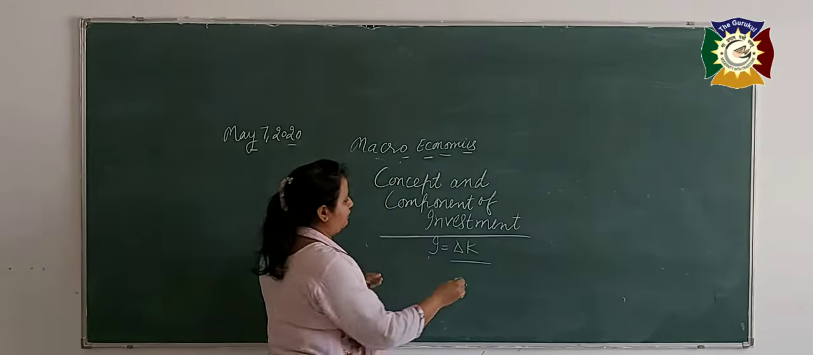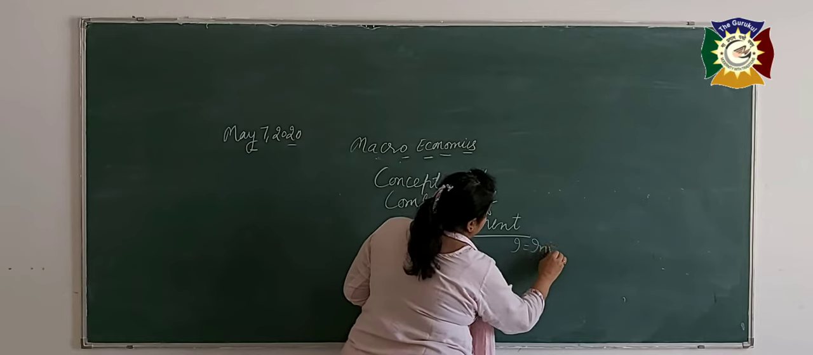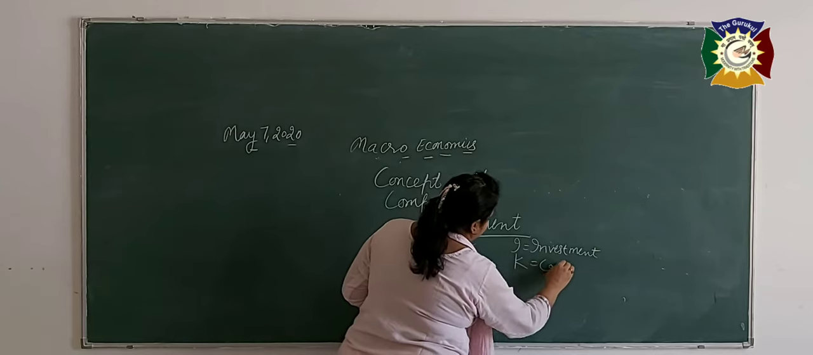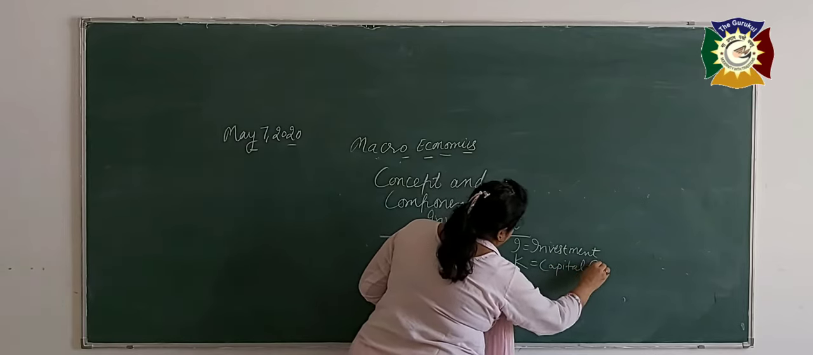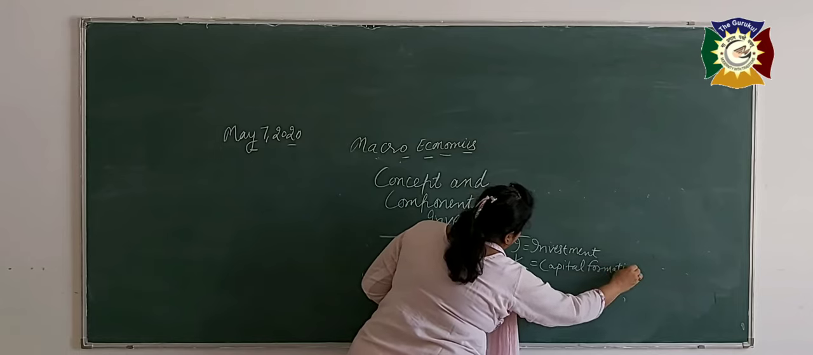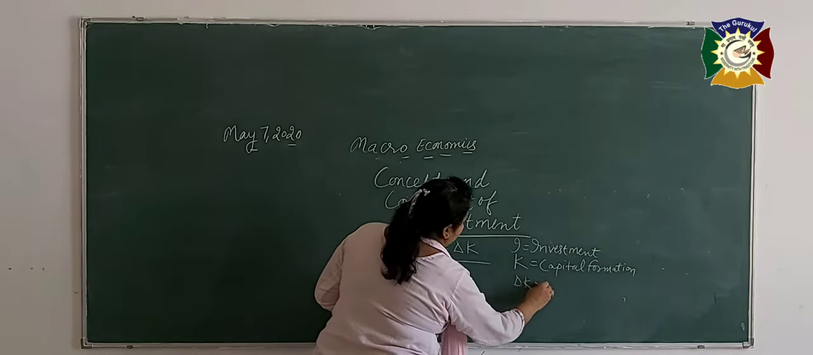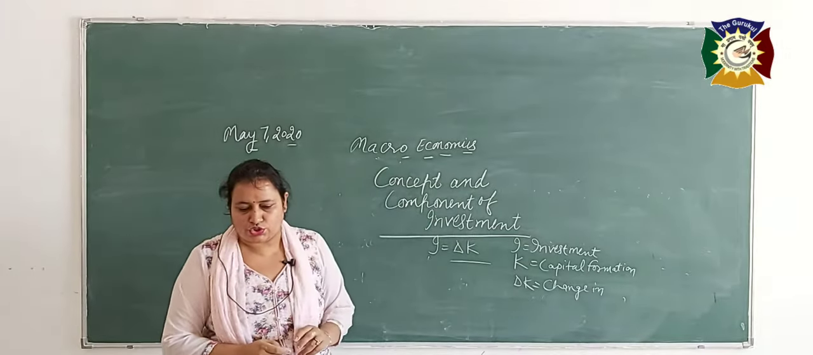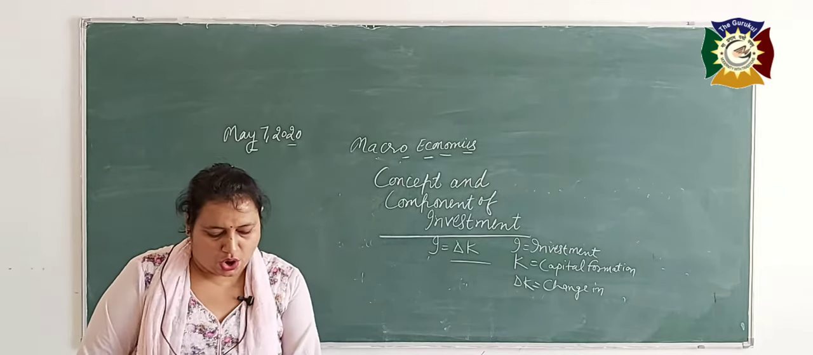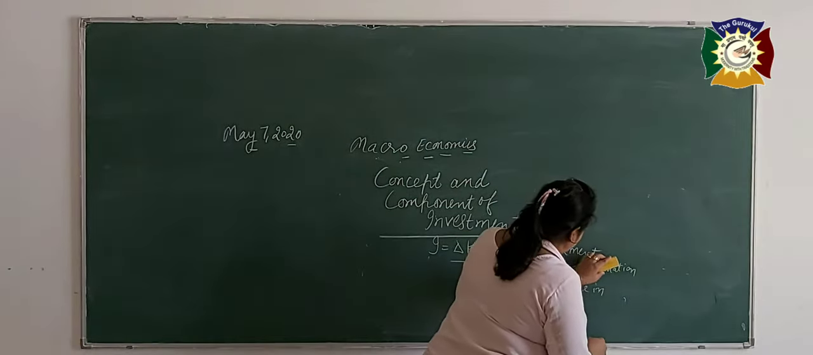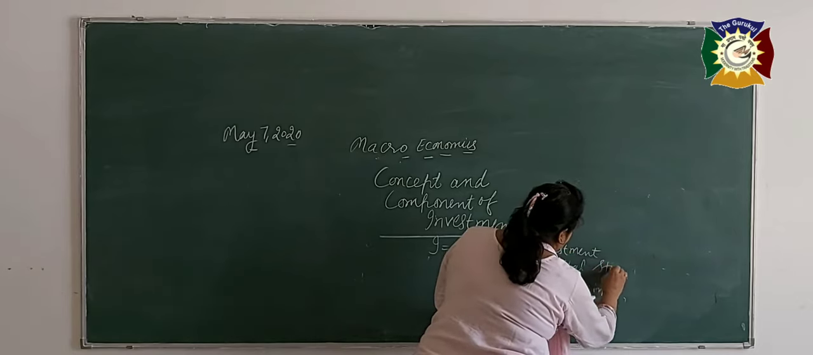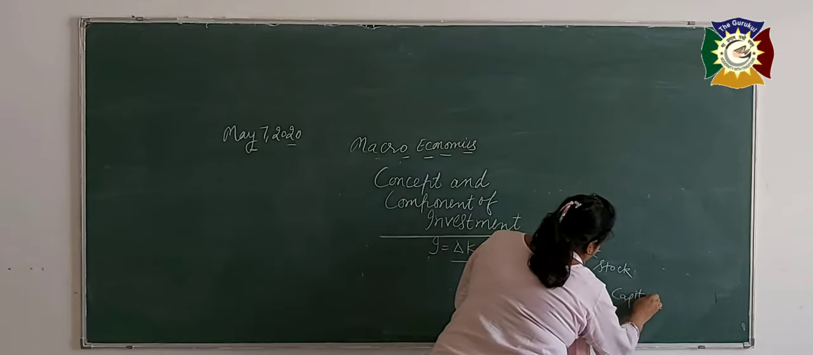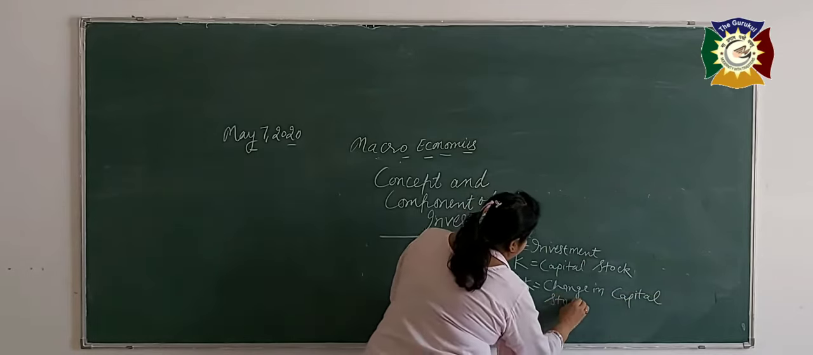I means investment, K means capital formation, and delta K means change in capital stock during the year. This is known as the capital stock. Change in capital stock during the year.